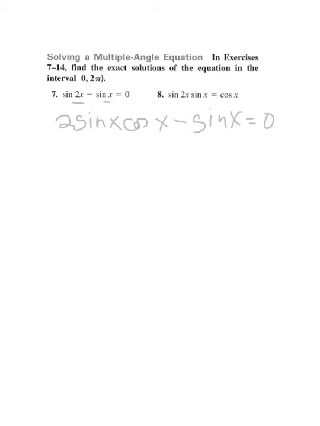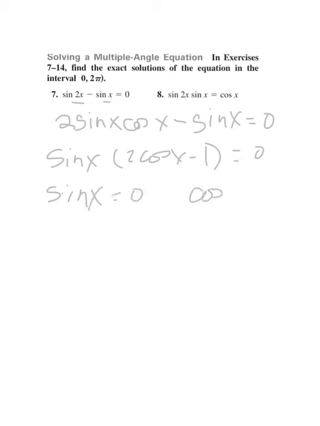And then this is ZPP, as you know me. So which greatest common factor? Well, it'll be sine x. And then now we have 2 cos x minus 1 is equal to 0. So we get sine x is equal to 0, and cos x is equal to 1/2.